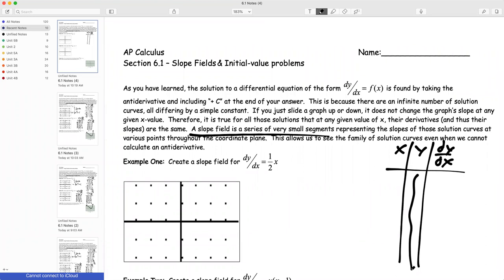And so let's start with some of the easy ones. If I plug in 0 for x, I'm plugging 0 into this equation, which gives me 1/2 times 0, which means that dy dx is 0. And it means that I have a slope of 0 at every point where x is 0. Therefore, all up and down the y-axis, I have a little horizontal baby slope of 0. So I need to draw those slopes so that it looks something like that.